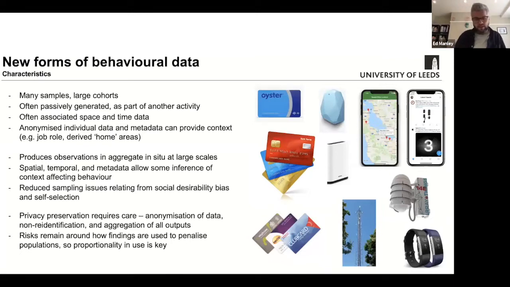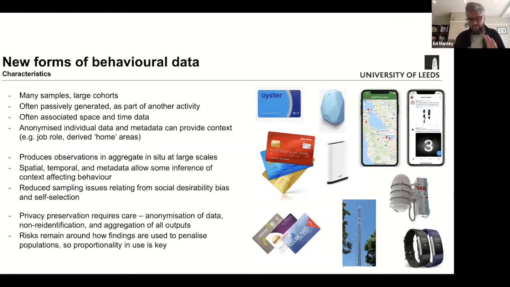And that spatial and temporal data and the metadata can be used in combination with other data sets to start building out understanding into how people are behaving and acting in different locations. And the nature of the data, given its size and its routine generation, allows us to circumvent some of the biases that may be associated with other approaches.